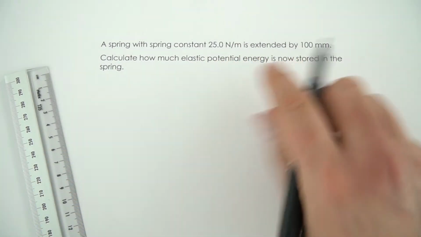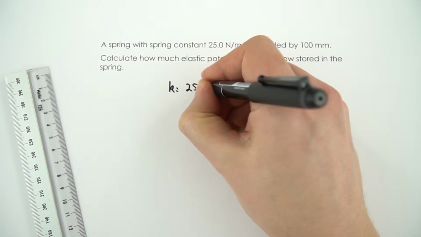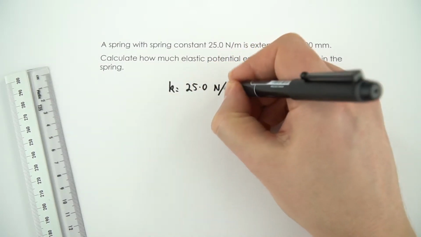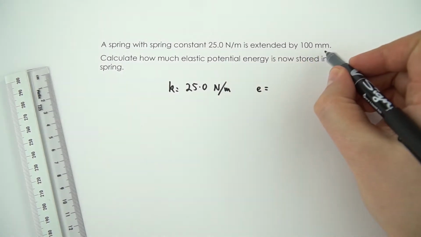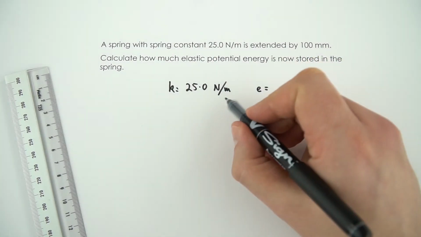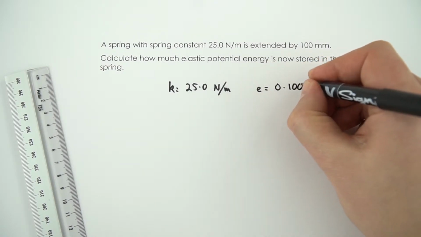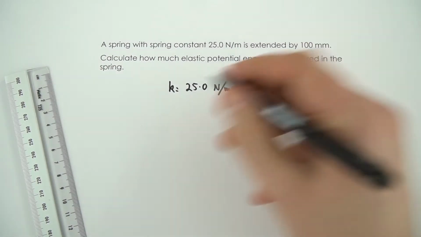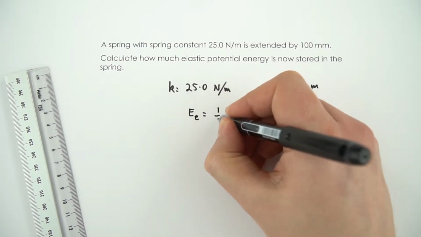So looking at the question, we know that the spring constant k is equal to 25.0 newtons per metre, and the extension e, well, it's given in millimetres, so I need to convert this to metres, like my unit over here. So that's going to be equal to 0.100 metres.